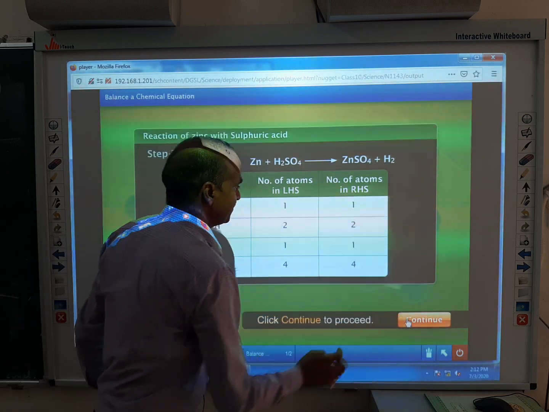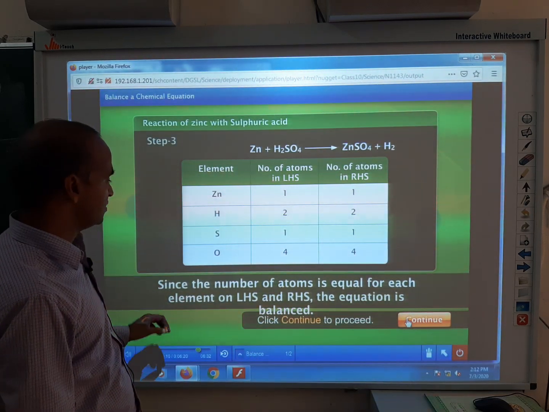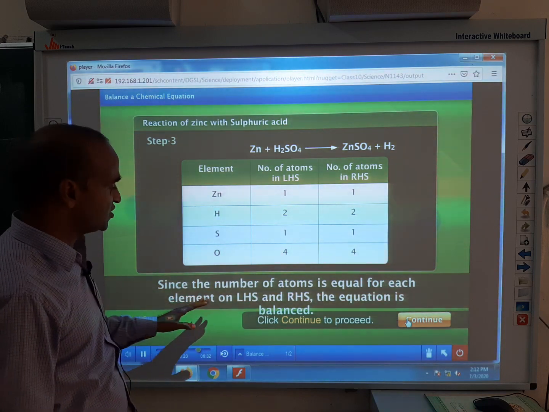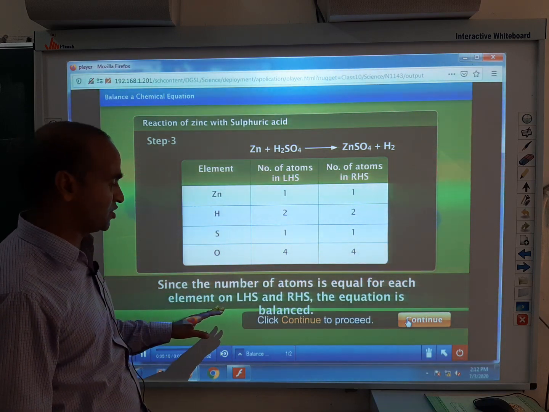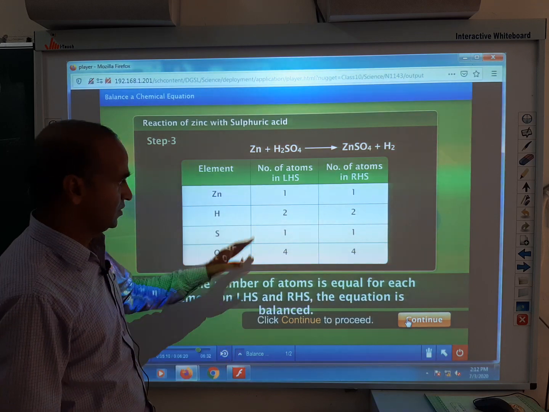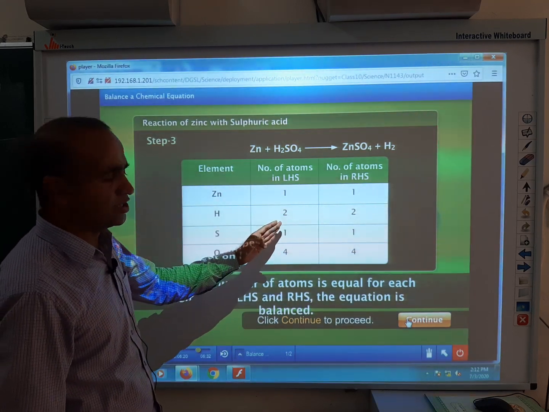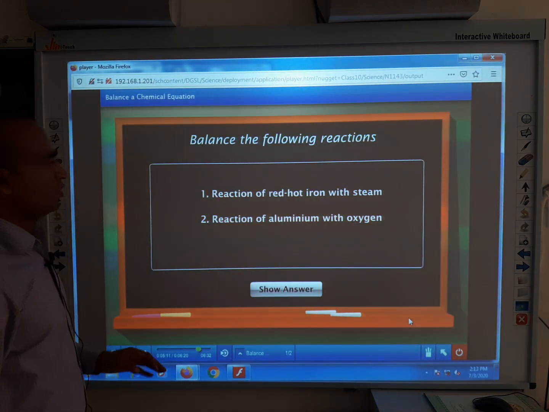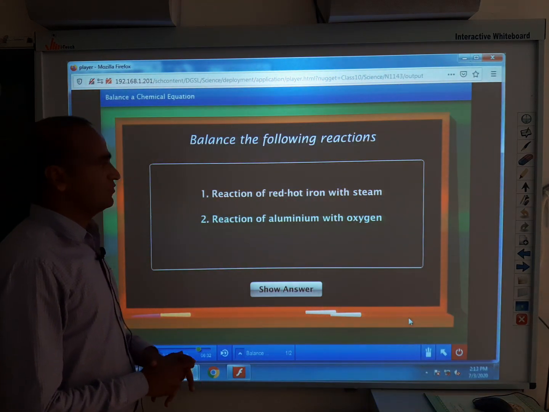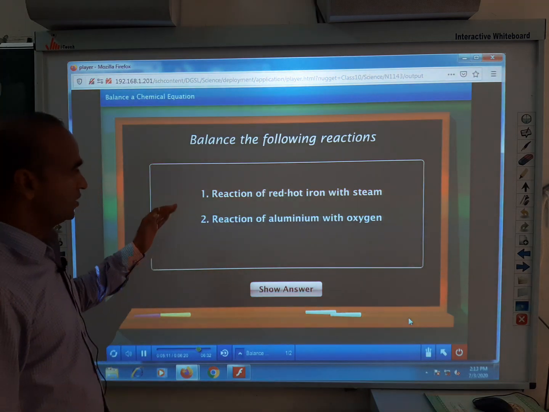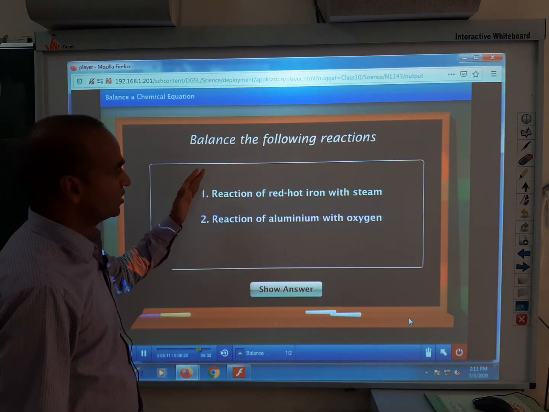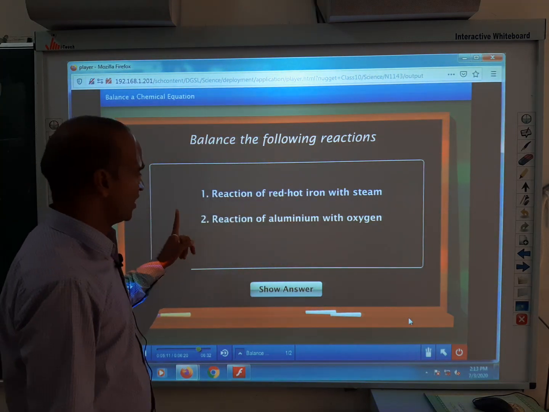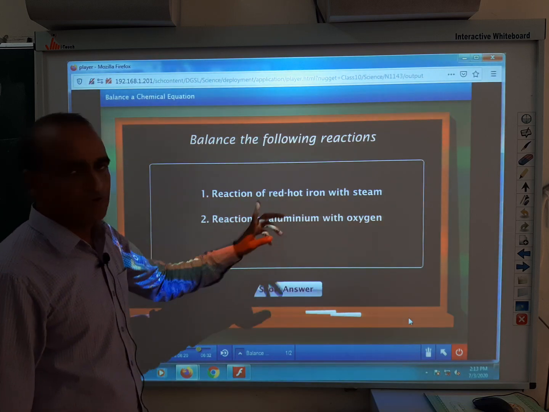Now in the next step, you check whether the number of atoms of each element on the left hand side and right hand side is equal, then the equation is balanced. Now you see this reaction is already balanced. Okay. Then balance the following reactions. First, reaction of red hot iron with steam. Second example, reaction of aluminium with oxygen.